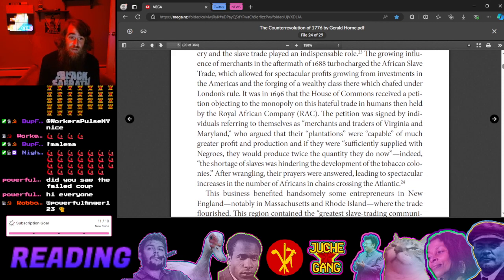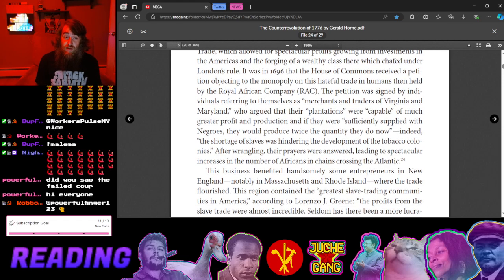The growing influence of merchants in the aftermath of 1688 turbocharged the slave trade, which allowed for spectacular profits growing from investments in the Americas and the forging of a wealthy class there which chafed under London's rule. It was 1696 that the House of Commons received a petition objecting to the monopoly on this hateful trade in humans then held by the Royal African Company.